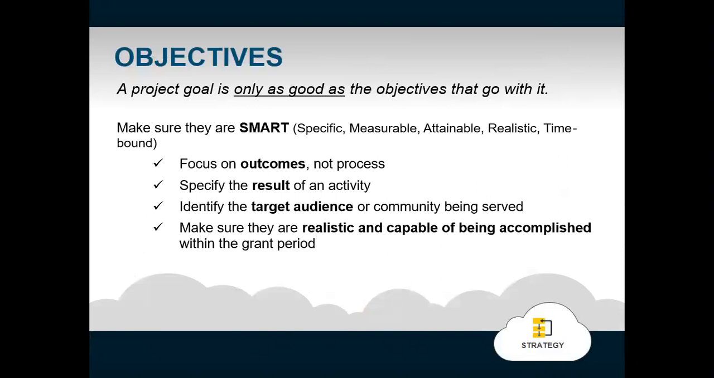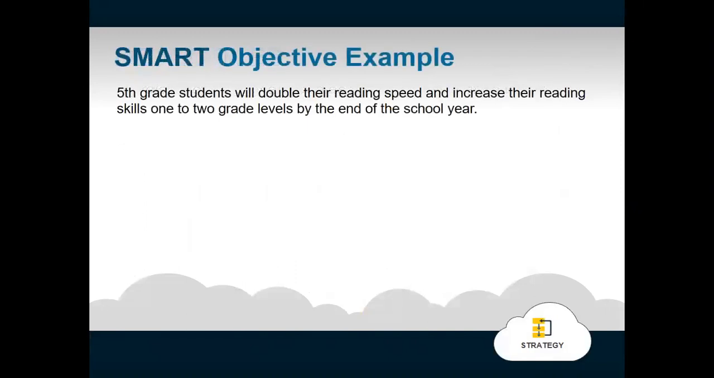However, the evaluations are typically due in April. And so you may be 90% complete. If you are a grant award winner, you may be 90% complete by the time that you're requested to submit your evaluation. So let's just look at a SMART objective example.